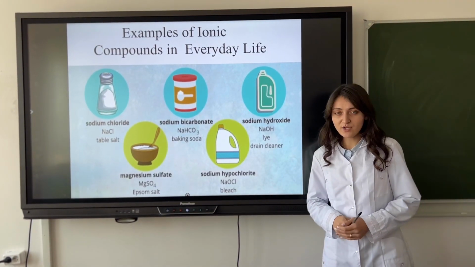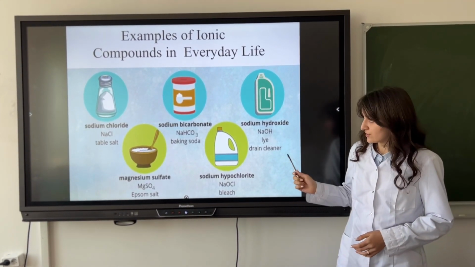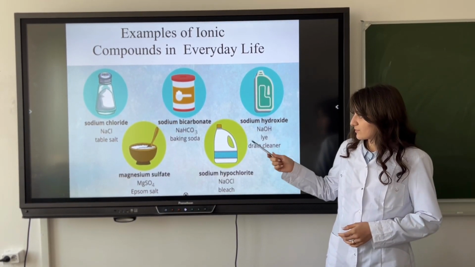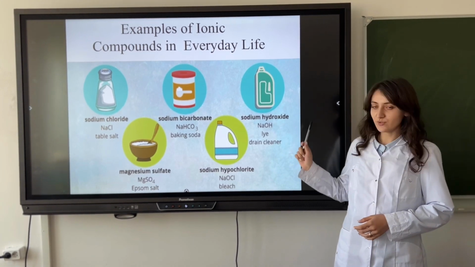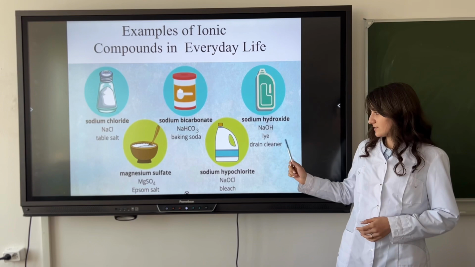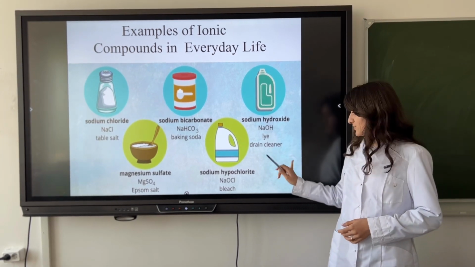Examples of ionic compounds in everyday life: sodium chloride is known as table salt. Sodium bicarbonate is known as baking soda. Sodium hydroxide is known as drain cleaner. Magnesium sulfate is known as Epsom salt, and sodium hypochlorite is known as bleach.